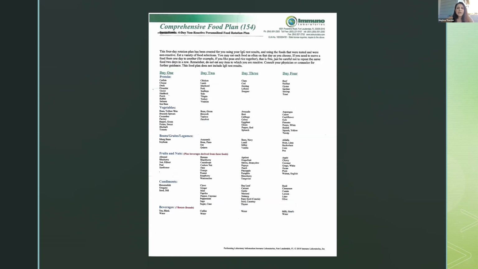With that said, they also provide a 4-day rotation diet. Based on your results, this is individualized for you. They'll break it down: your proteins, vegetables, beans, fruits, condiments, beverages, and how you rotate the foods. The plan is not to reintroduce the food in 2 or 3 days. You want to space it out and eat it every 4th day, in a way to prevent developing more sensitivities.